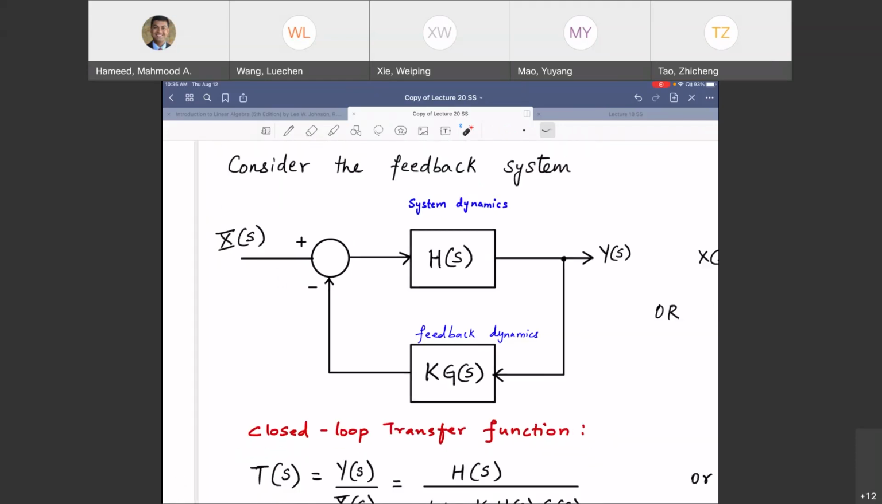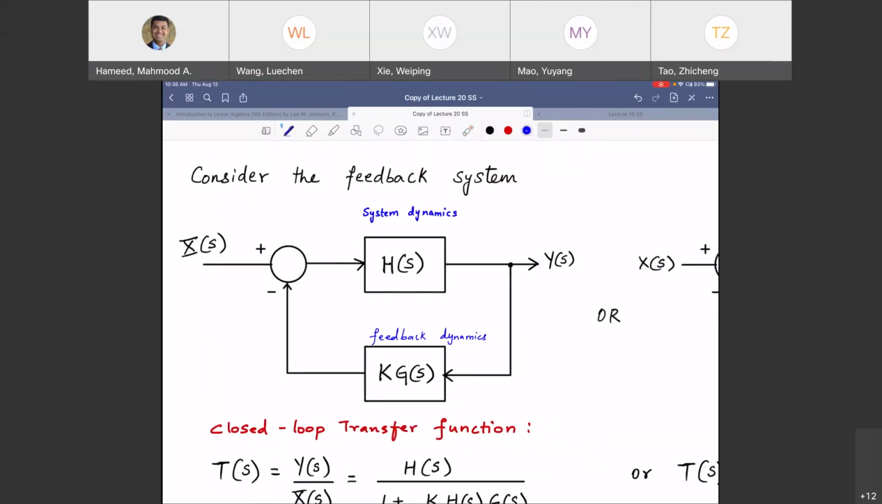Over here, if you sort of chop this off, let's suppose that you chop here, right? If you break this, then what do you have? You have X as the input, H is your system, Y as your output. There is nothing in the feedback. And what would be the transfer function for this? It would be Y divided by X, which is simply going to be H of S. If you break it here.